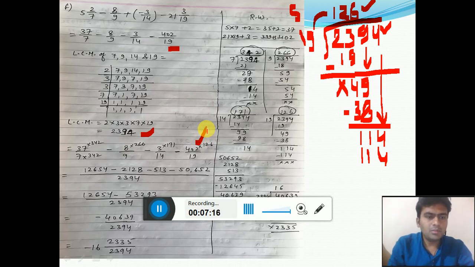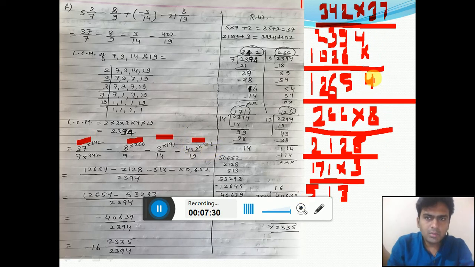Now multiply all the numbers. 342 with 37, 266 with 8, and 171 with 3, and 402 with 126. So to multiply 342 with 37, 7 2s are 14, carry over 1. Now 7 4s are 28 plus 1 is 29, carry over 2. 7 3s are 21 and 2 carry is 23. So we have written 2394 here.